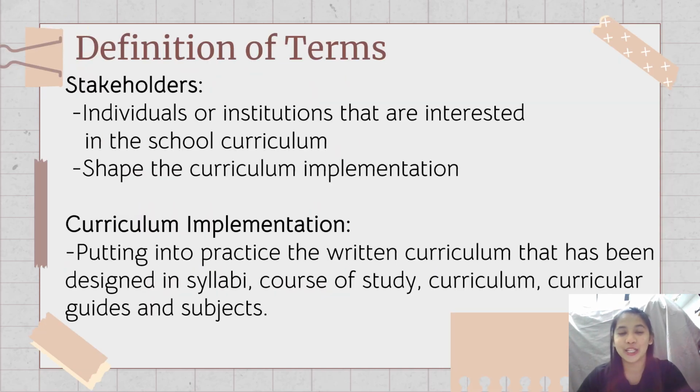So before we dig into the roles of stakeholders, let us first define the terms stakeholders and curriculum implementation. First, stakeholders are defined as individuals or institutions that are interested in the school curriculum. Second, they shape the curriculum implementation. While curriculum implementation is defined as putting into practice the written curriculum that has been designed in syllabi, course of study, curricular guides, and subjects.